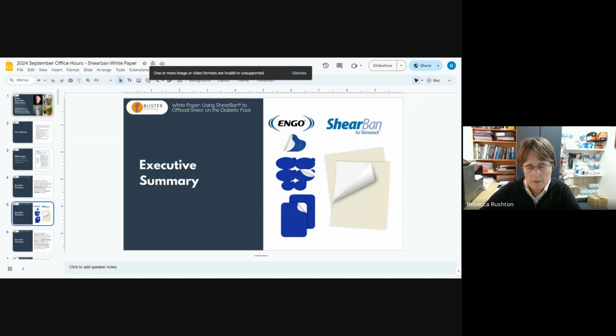So this is what ShearBan and Engo looks like. It's the exact same product. Engo is just a brand name they gave to these little patches that are for the consumer market, particularly for blister management. And ShearBan now is just available in sheets. You can get both of these from my website, or you can get them from Brigitte Medical.